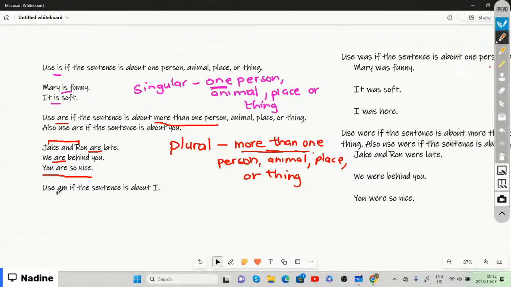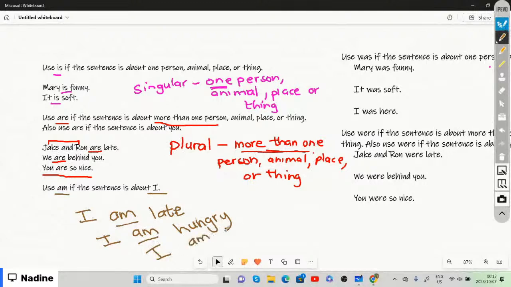And then we use am if the sentence is about I, which means that you can say, I am late, right? I am hungry. I am happy, right? So that is how we use am.